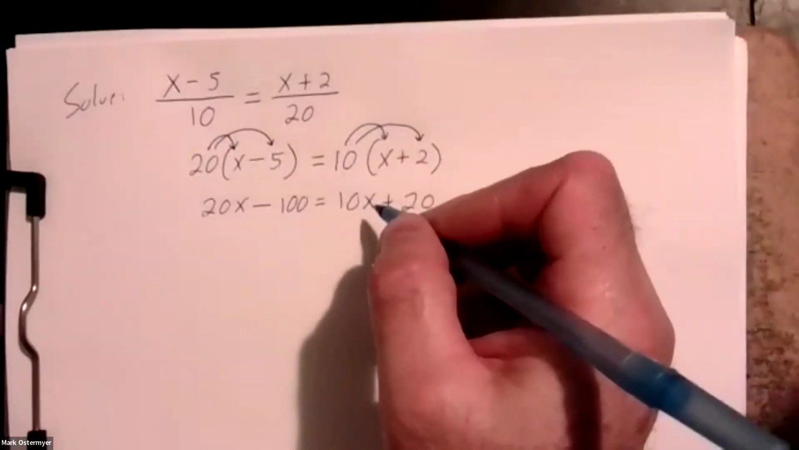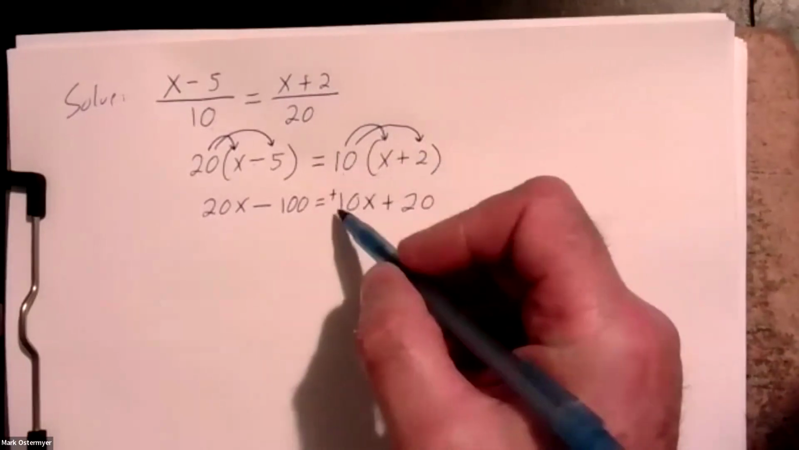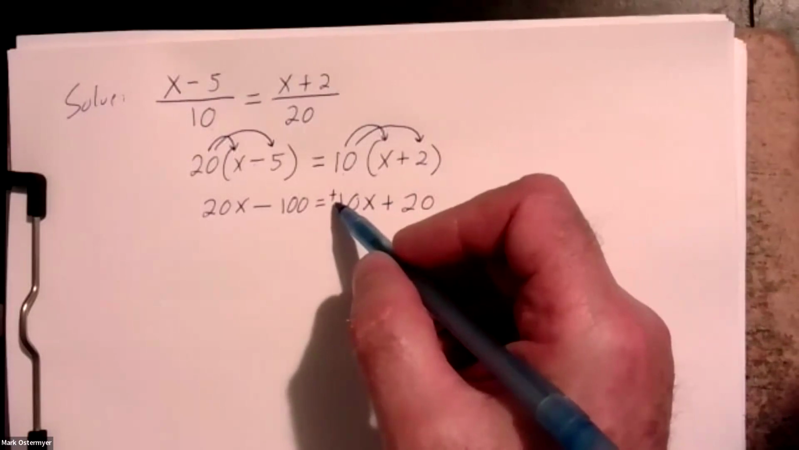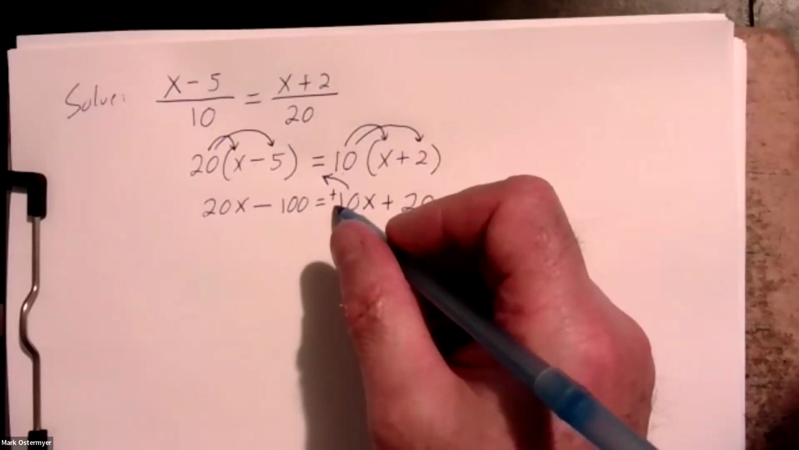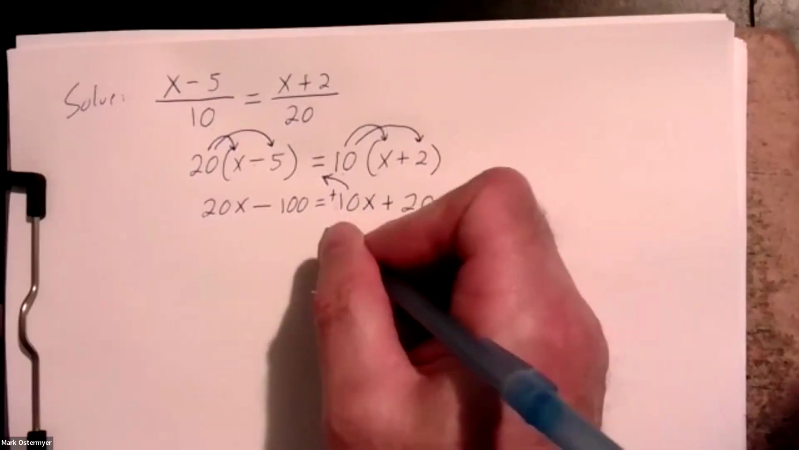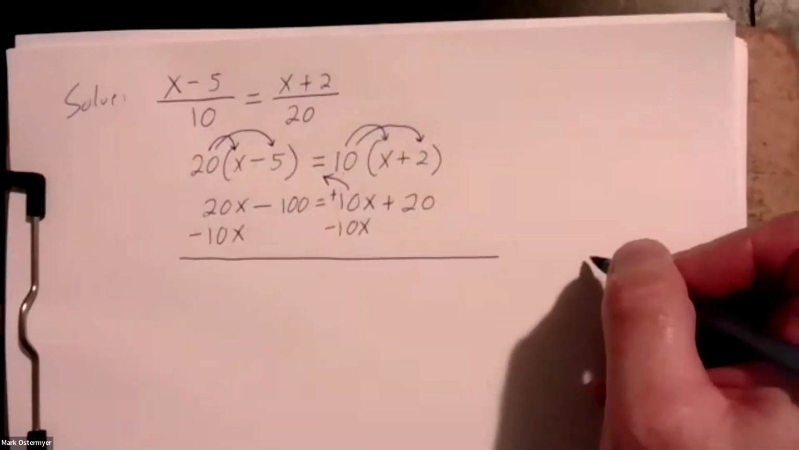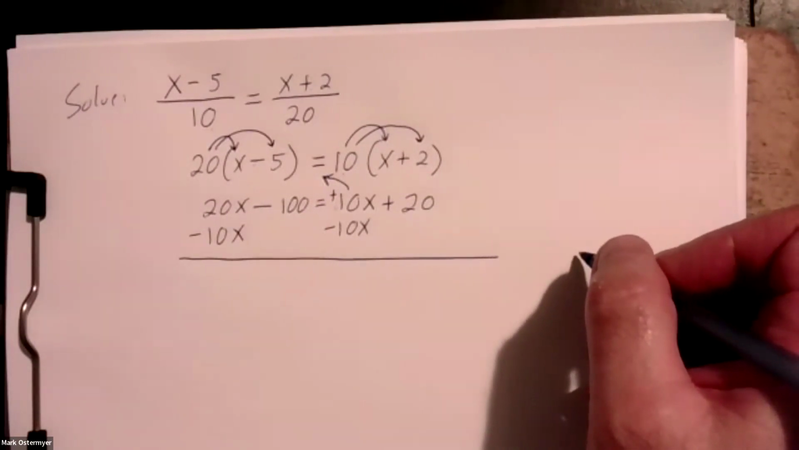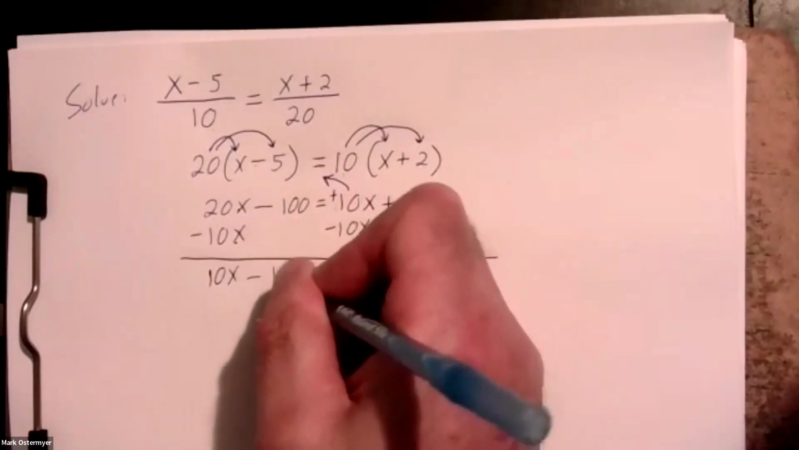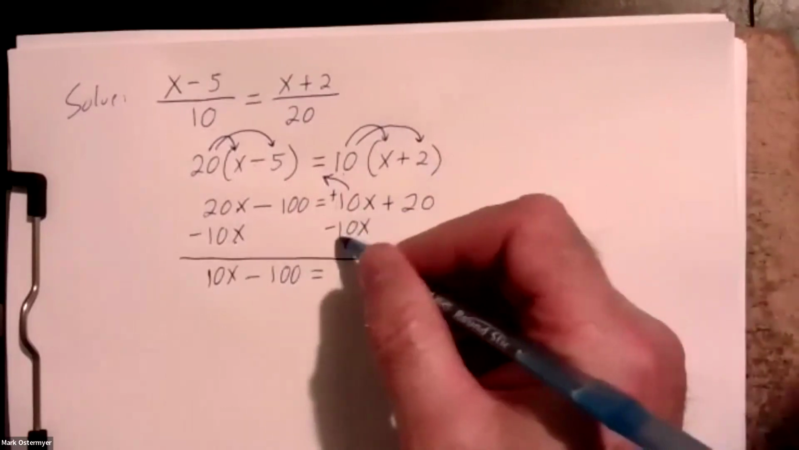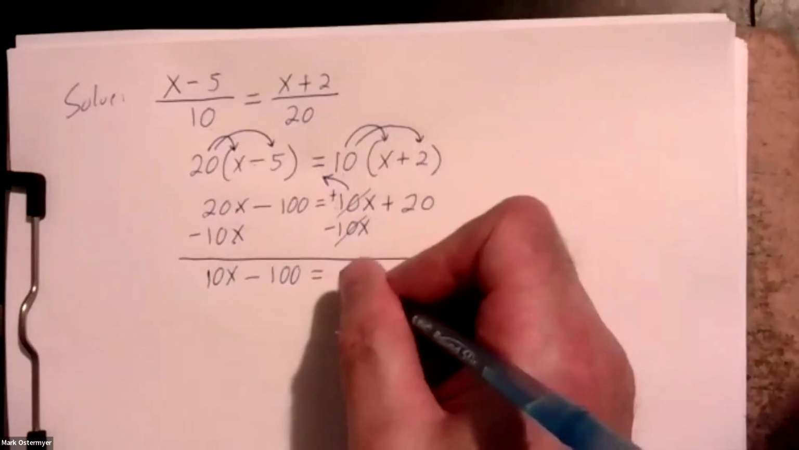Now, I prefer to bring my variable terms over to the left side of my equation. That's my preference. So to move a positive 10x over to the left side to join the 20x, I'm going to have to subtract 10x from both sides because subtraction is the inverse of addition. That step is illustrating that I'm subtracting 10x from both sides of my equation. Now 20x minus 10x is 10x. Still got the minus 100. Equal sign. The 10x's drop out to 0 on the right side of the equation, or they cancel out, leaving you with 20.